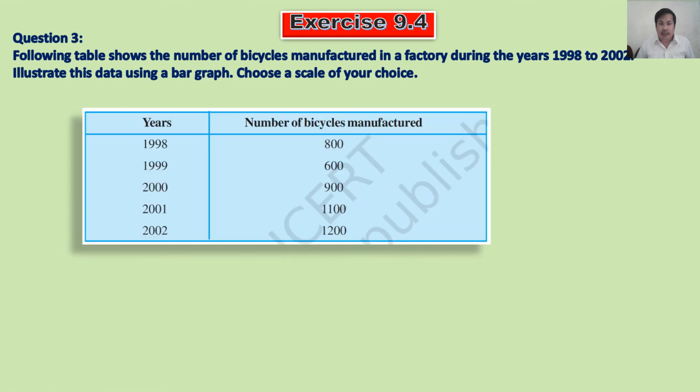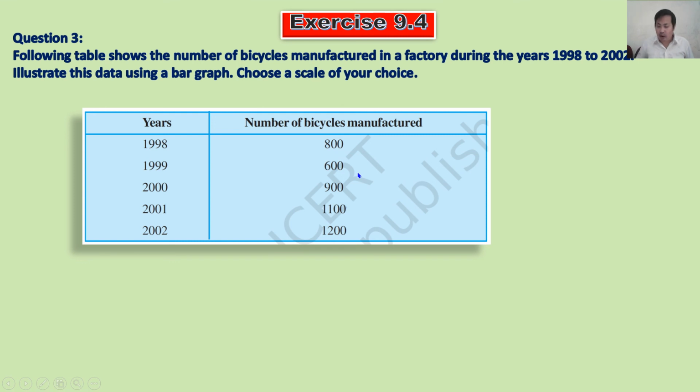Now, this information is given in a tabulation form, isn't it? In the table you can see one column for years, and the next column is for the number of bicycles manufactured. So in 1998 how much is there, 1999 how much, 2000, 2001, 2002, all is given here. So for this you can take the scale of your choice.